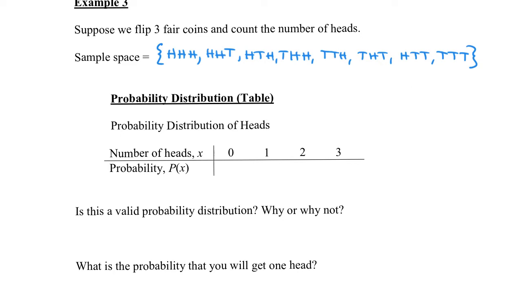So we've got a table here, a probability distribution table. Now make a little note here. A table that can only happen with a discrete random variable.